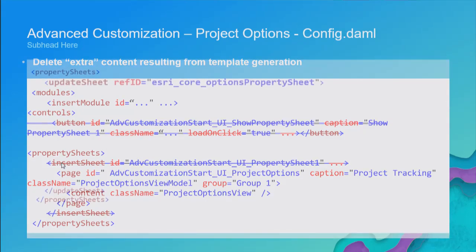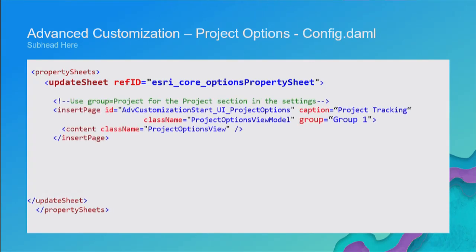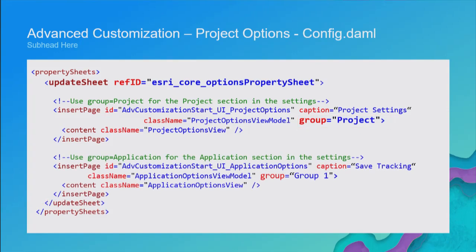You need to add an update sheet element into the property sheets. Its ID is Esri Core Options Property Sheet. Paste in the page. And you want to be in the project group for the project options. So change group to project. Okay, you need to run the template a second time to make an application options page. Paste that in too. Its group needs to be application. Okay, let's take a look at that.